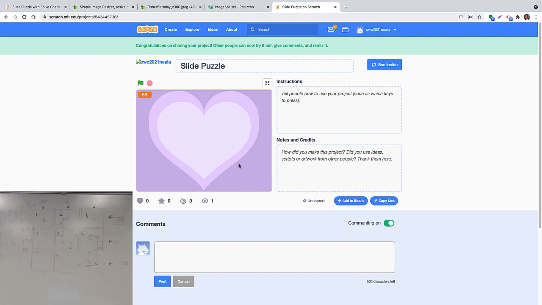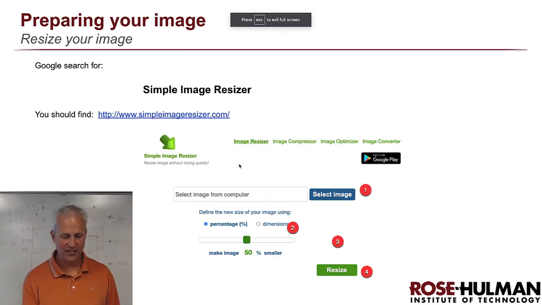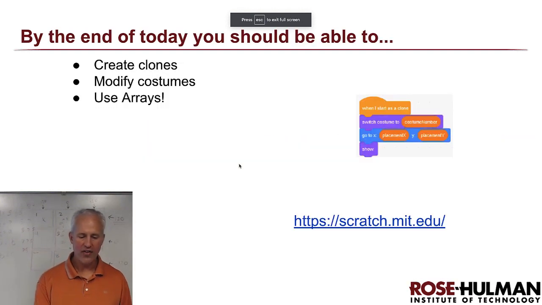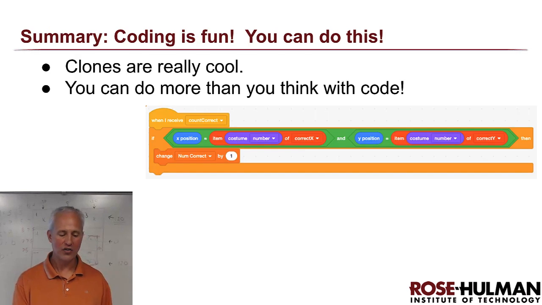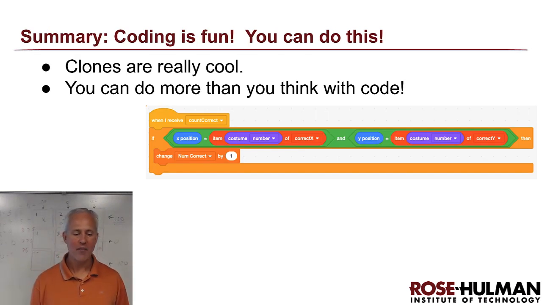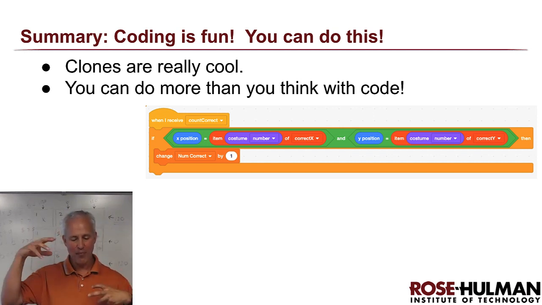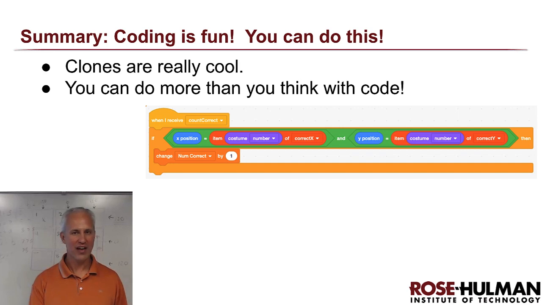All right, so I want to say a couple things, and then we'll turn you loose. So the final things that I want to say today are that you've done a lot of crazy things with clones now. You learned how to use arrays. And with code, you can do a lot more than you think, right? So a complex puzzle like this is totally something that Scratch can handle, and it's really kind of cool.